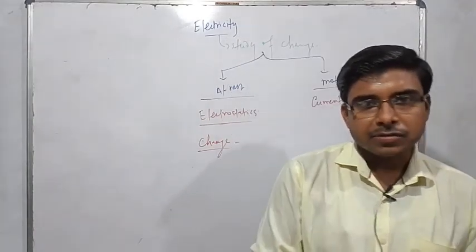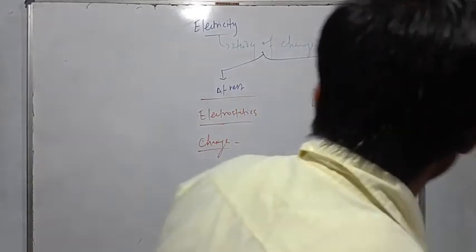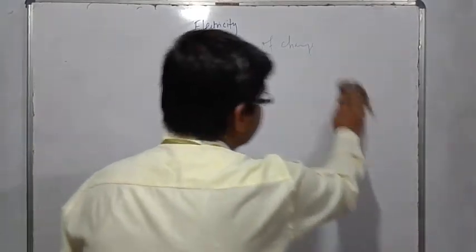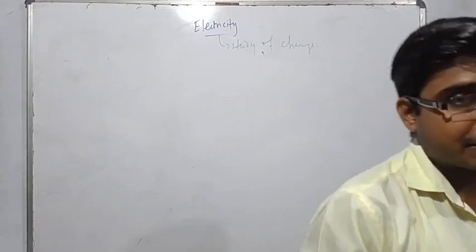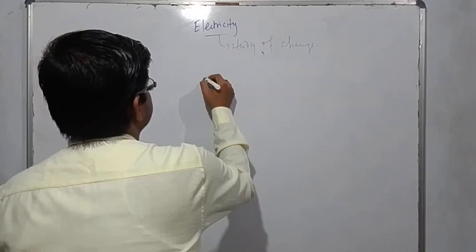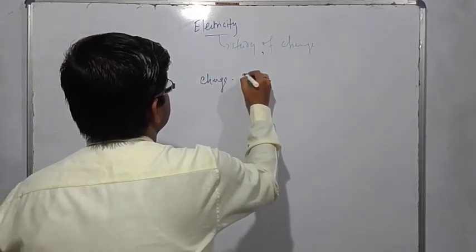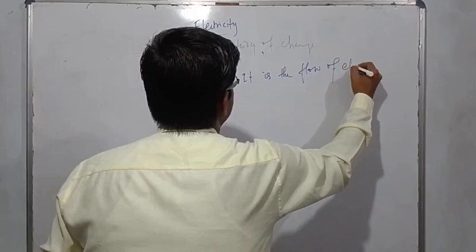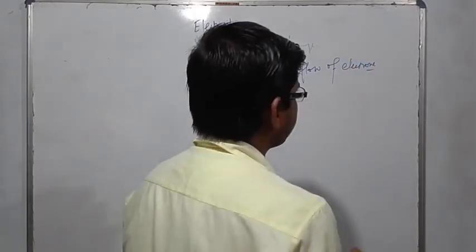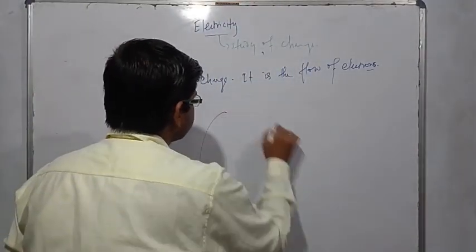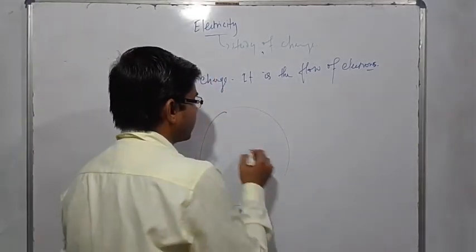Now, how can you describe charge? What is actually charge? To know charge better, first we have to go to our standard 9 chemistry classes, where we studied the structure of atom. Charge can be defined as the flow of electrons. If we go to standard 9 chemistry classes of atomic structure, we can remember Bohr's atomic model. What was Bohr's atomic model?